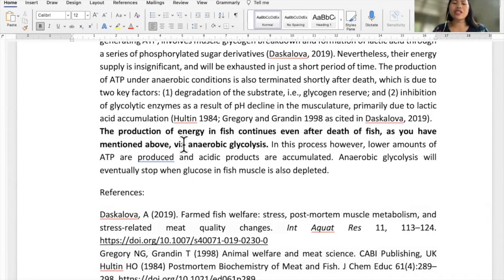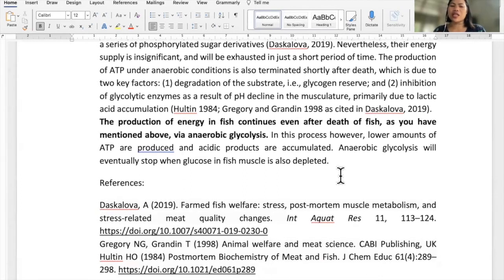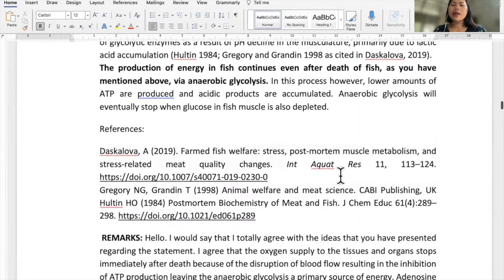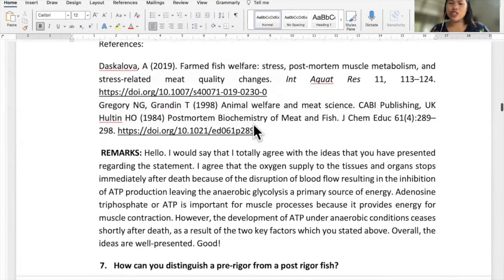So here, the production of energy in fish continues even after death of fish, as you have mentioned above, via anaerobic glycolysis. In this process, however, lower amounts of ATP are produced and acidic products are accumulated. Okay? Once the glucose is used up, that's the time the production of energy will really stop.